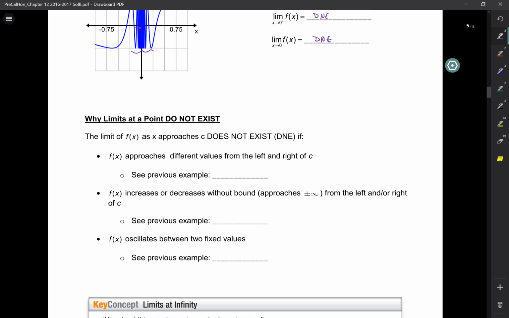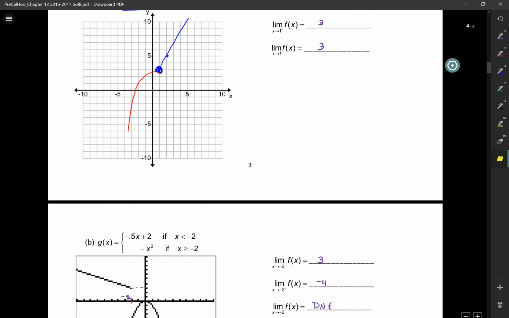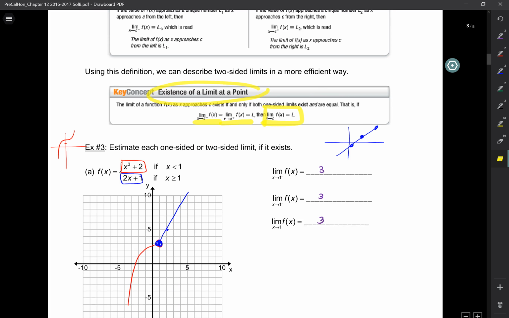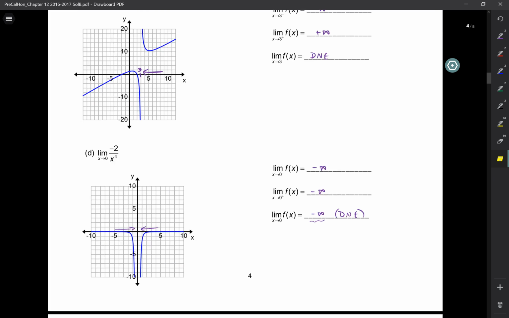Okay, so let's just summarize the several ways where the limit does not exist. So one is if f of x approaches different values from the left and right. Which of these examples were that? 1 and 2. So example B and C.